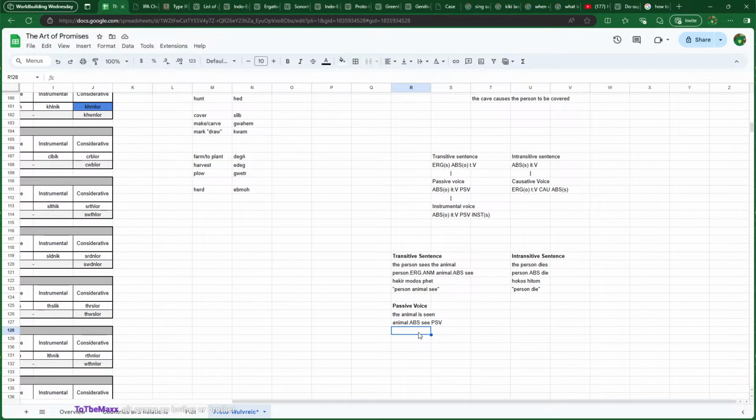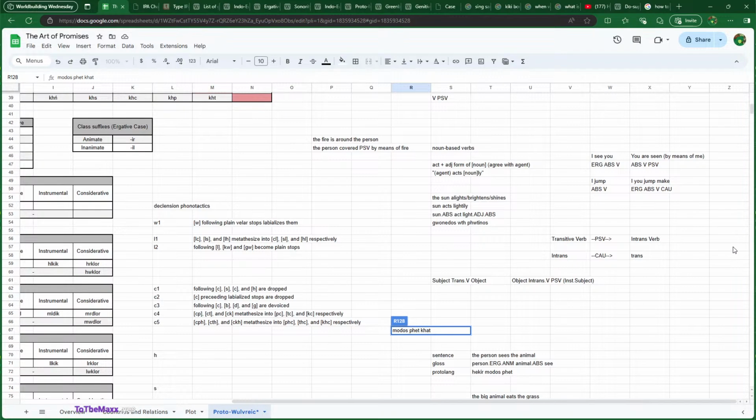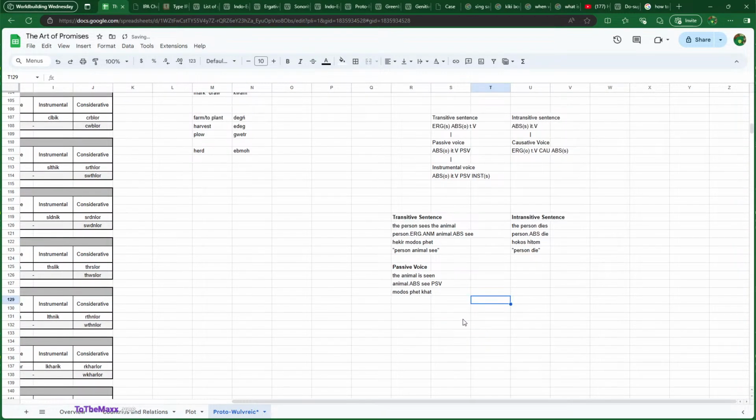So this is modos pet cat. Modos pet cat. Right.